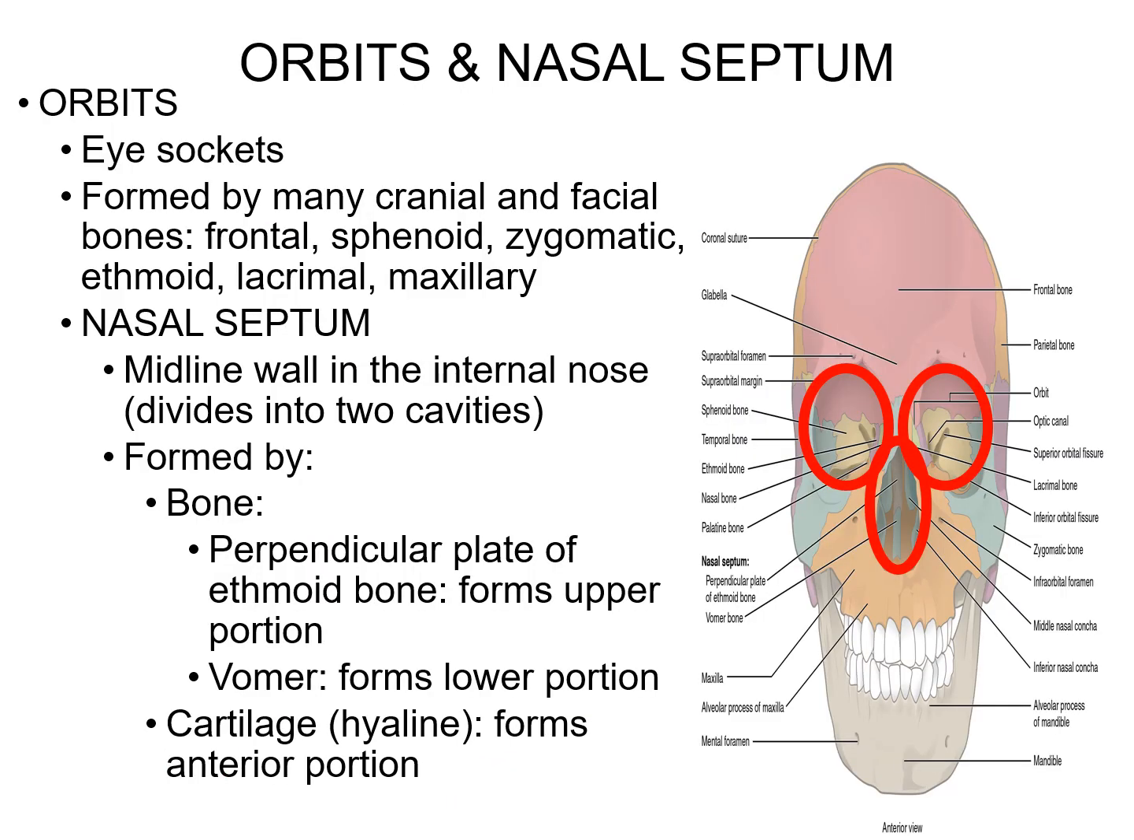Speaking of the nasal septum, we'll throw the orbits in there as well. So once again, your orbits or orbital area are just your eye sockets, and we've talked about many different bones that are part of the eye sockets, as you can see. We have our frontal bone, we have our sphenoid bone, we have both zygomatics, we have the ethmoid bone, we have both lacrimals, and we have both maxillae or maxillary bones. So a lot of different bones make up your eye sockets. And you can see once again the eye sockets here in red, with the red circles.